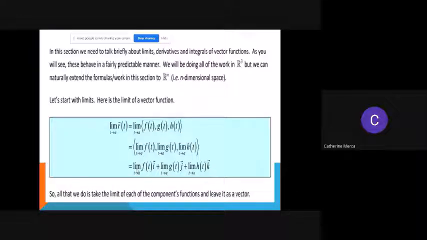So you will now have the limit of f of t i as t approaches a, plus the limit of g of t j as t approaches a, plus the limit of h of t k as t approaches a. Where f of t is from the original value there, no? So those are the components. Again, all that we do is take the limit of each of the component functions and leave it as a vector.